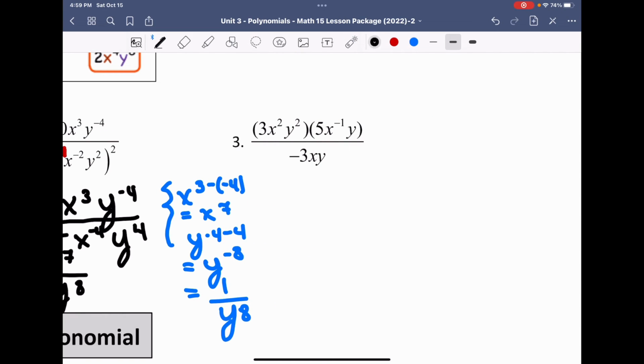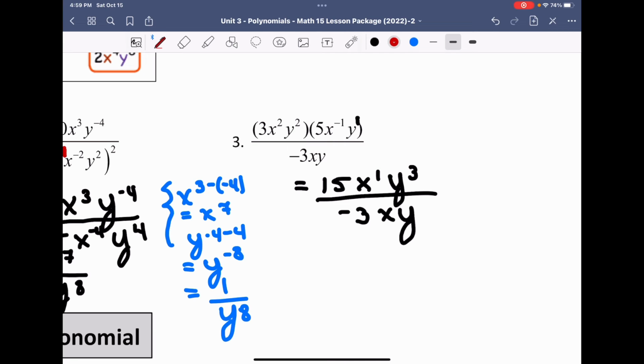Example 3, we have multiplication in the numerator and then something divided. So let's deal with the numerator. I ask, can I simplify anything in the interior? Definitely not. Do I have any exponents to deal with? Not in either of these cases. So now I can go to standard multiplication: 3 times 5 is 15. x squared times x to the negative 1, that's 2 minus 1, or x to the positive 1. y squared times y to the 1, that's y to the 2 plus 1, which is y cubed, all over negative 3xy.